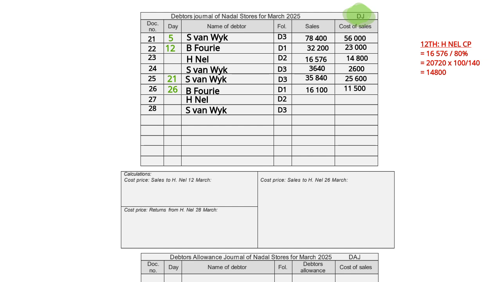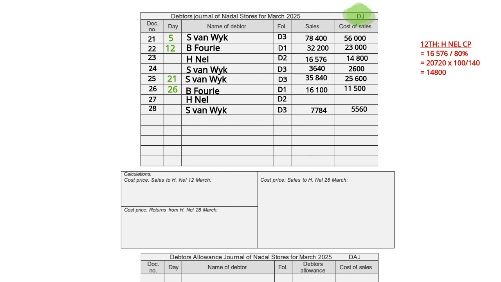Let's just skip Nel for now. Van Wyk is 7784. We use our cost of sales formula to get 5560 as our cost of sales. Nel is a bit more complicated. Let's go read what it says.